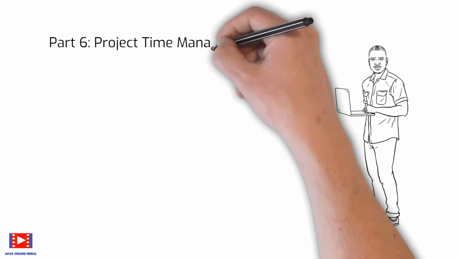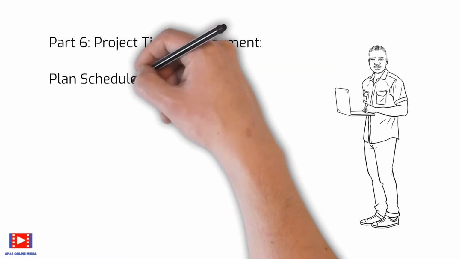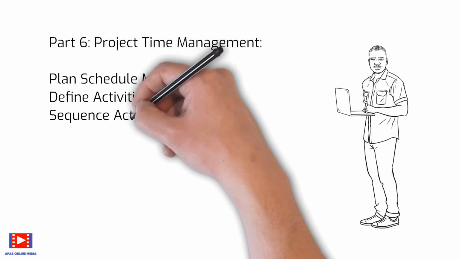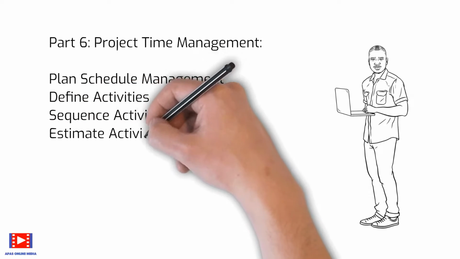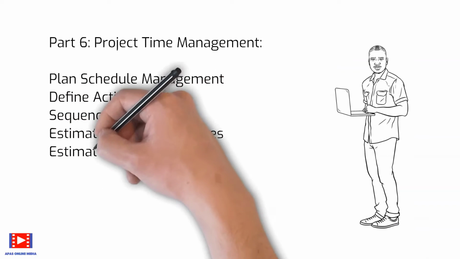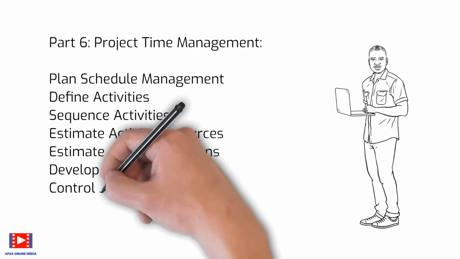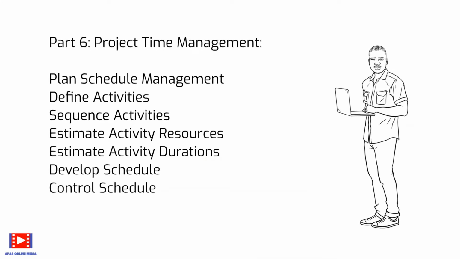Part 6: Project Time Management. In this part, we will be covering the following activities that come under project time management. Starting with plan schedule management, define activities, sequence activities, estimate activity resources, estimate activity durations, develop schedule, and finally control schedule.